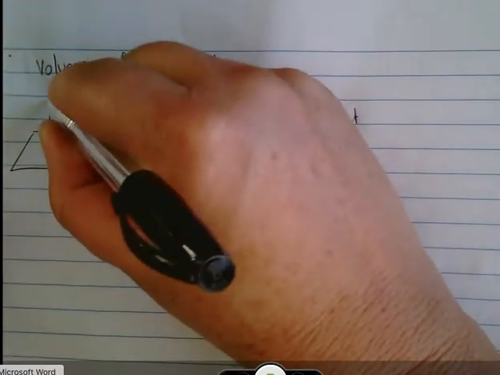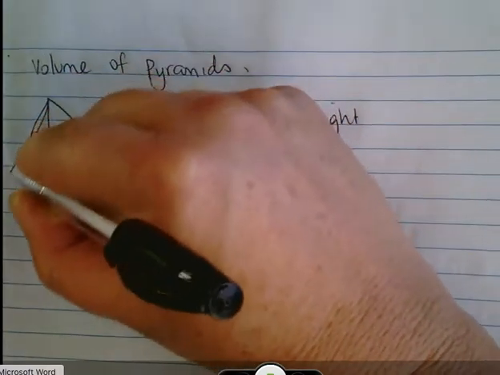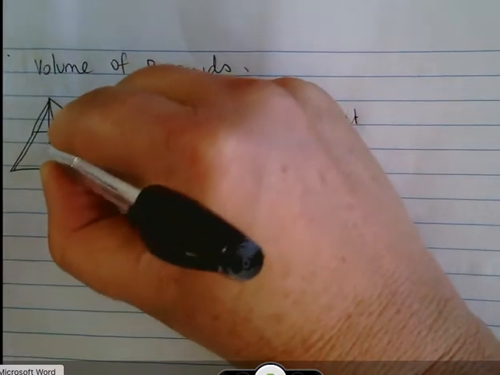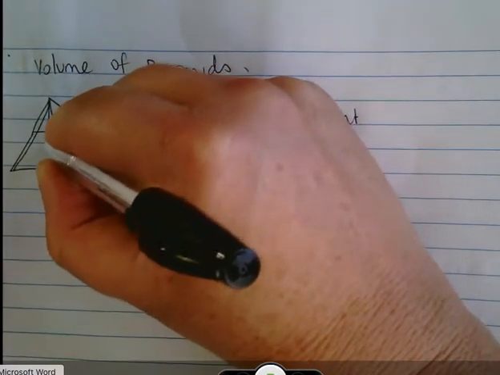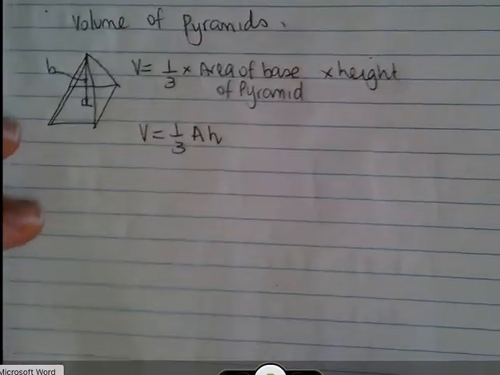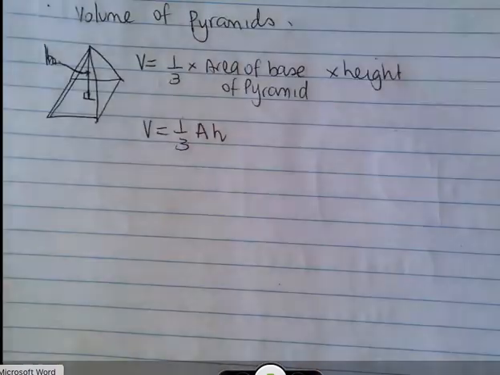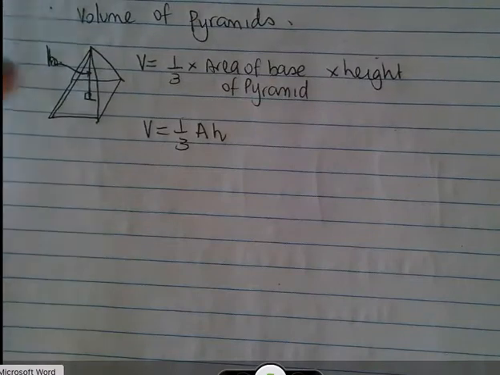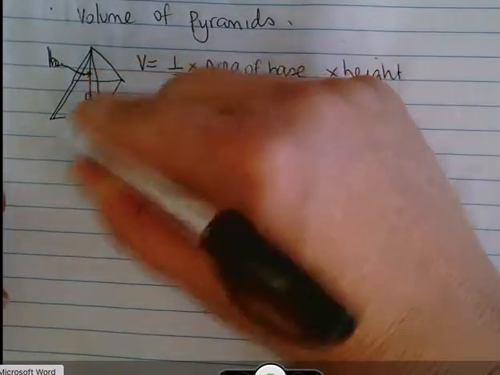So here is a pyramid. H is the perpendicular height. So that's the perpendicular height of the pyramid. Sorry, I know that looks like a B, but it's an H. So this is the perpendicular height of the pyramid. And A is the area of the base.